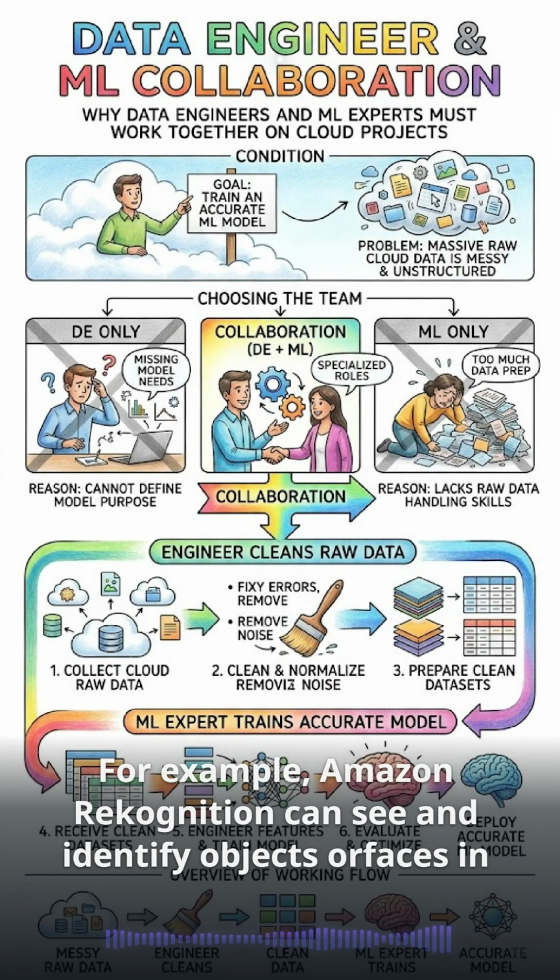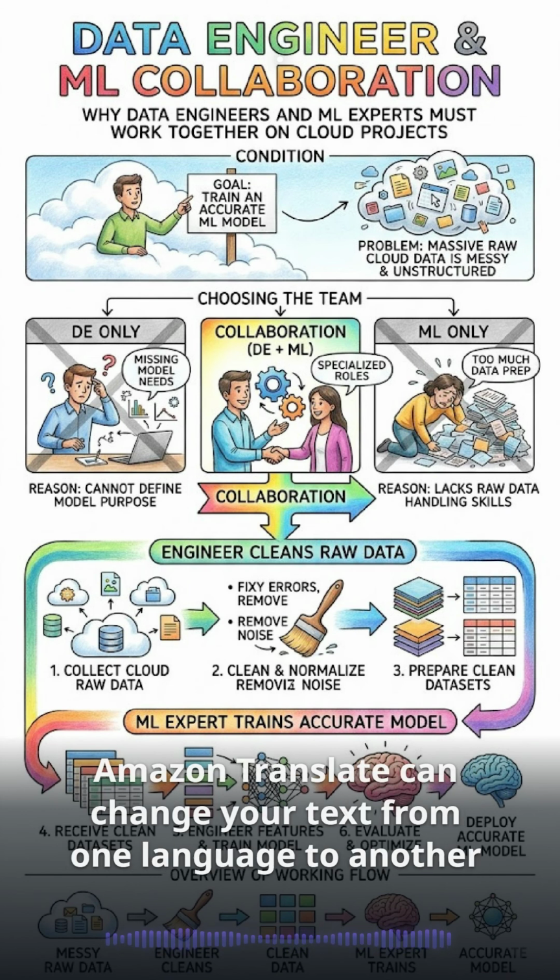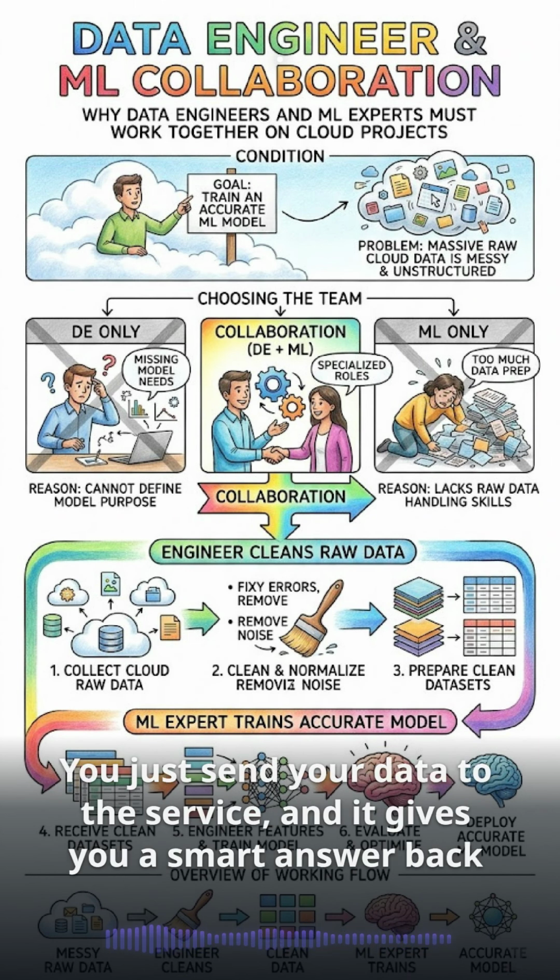If you need to turn speech into text for a video, you should use Amazon Transcribe to do the work. To go the other way and turn text into a human voice, Amazon Polly is the best tool to use. Amazon Translate can change your text from one language to another in just a few seconds, which is amazing. All these services are ready to use, meaning you do not need to be a data scientist to use them. You just send your data to the service, and it gives you a smart answer back very fast.